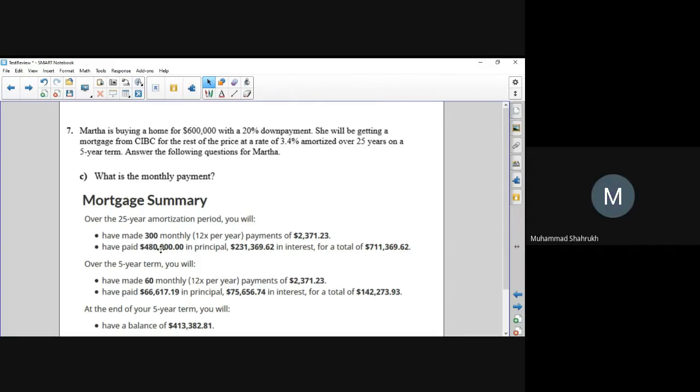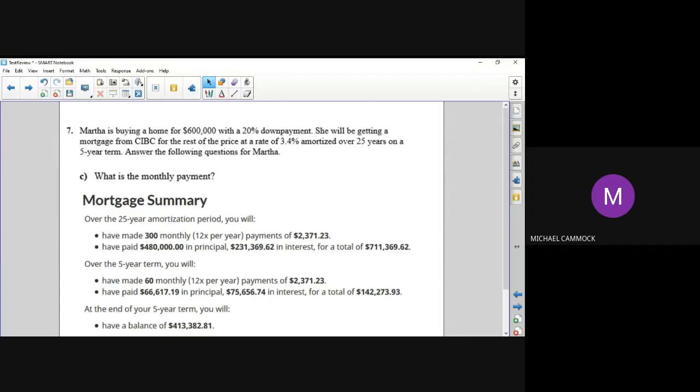Right. So I put that into the calculator. I didn't put 600,000 because she's not borrowing $600,000. Hopefully that's clear. The bank is saying that they're only going to lend you the amount after you take out the down payment. So we take out the down payment, and what's left is $480,000. I put that into the mortgage calculator with a 3.4% interest rate.